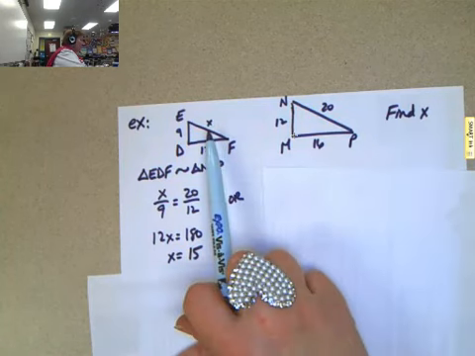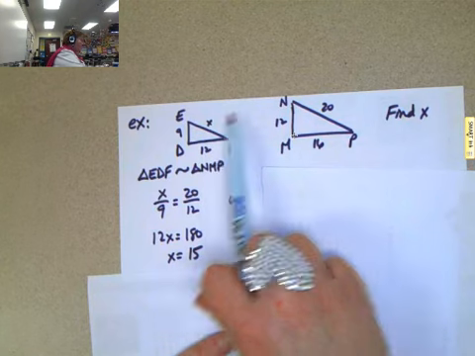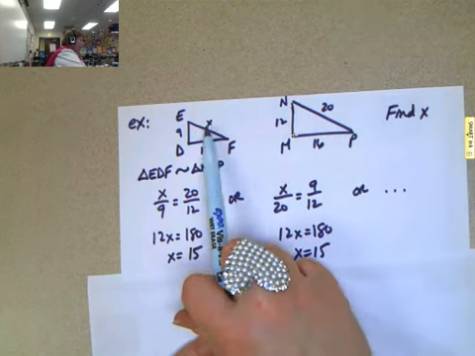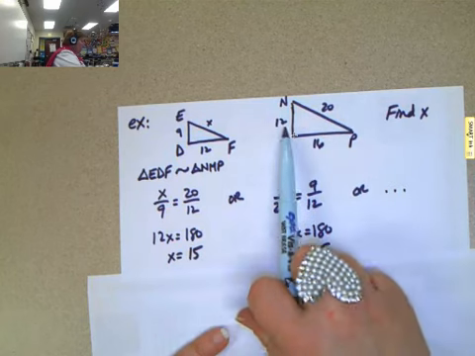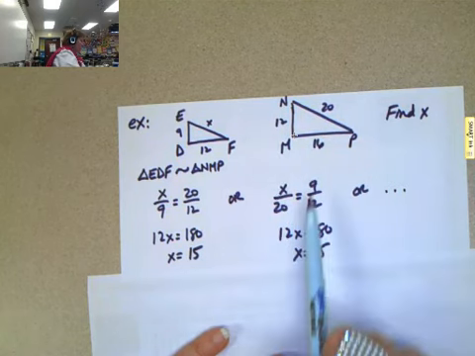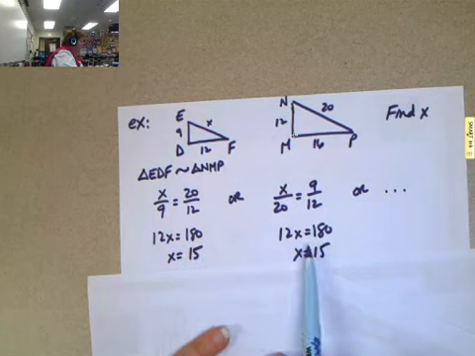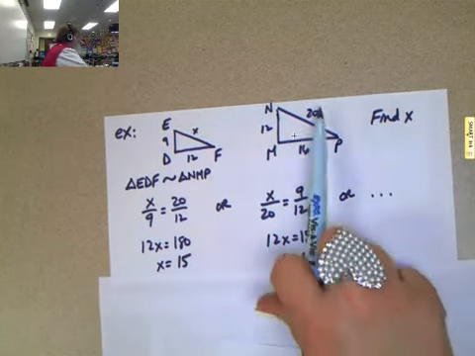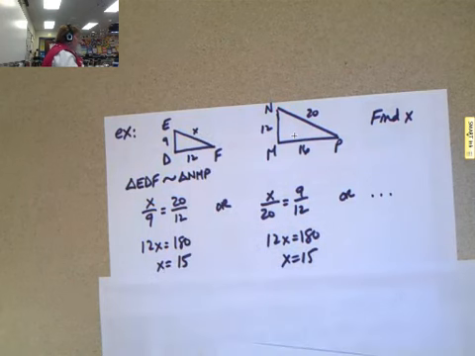The other thing you can do is go long side of the little triangle to the long side of the big triangle. And that's what I've done here. I've gone x is to 20 as 9 is to 12. You'll see that I get the same equation and the same answer. And I could have gone 20 is to x as 12 is to 9.